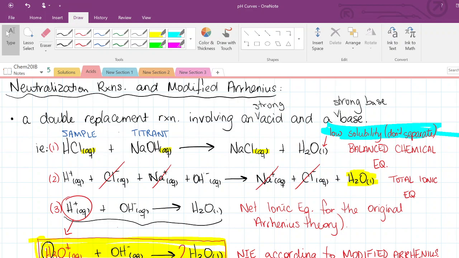The reason that we have water being produced, or that pH of 7 being produced, is because all of the hydroxide ions are pairing up with all of the hydrogen ions to produce water. So this here is what's happening at equivalence. This is what's happening at the equivalence point.